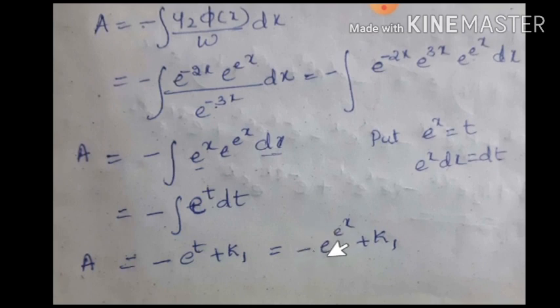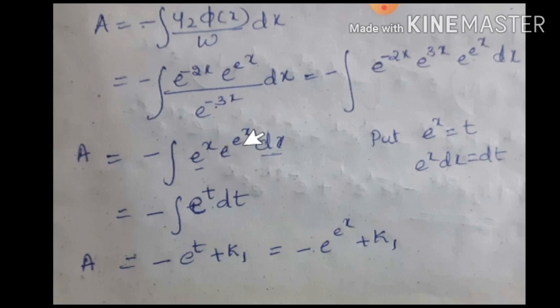Now, while doing the simplification, this e to the power of minus 3x, when you bring it to the numerator, becomes e to the power of plus 3x. When the bases are the same, you add the powers: plus 3x minus 2x gives x. Now you can integrate this easily with the substitution method.